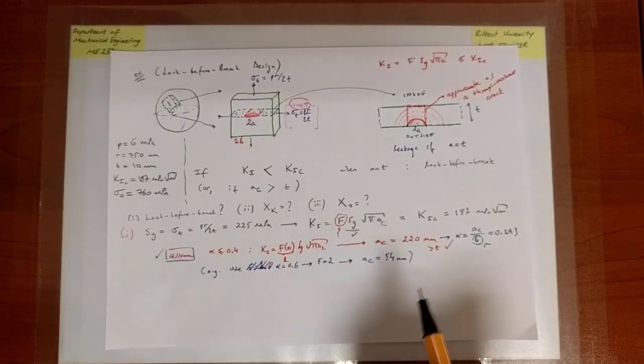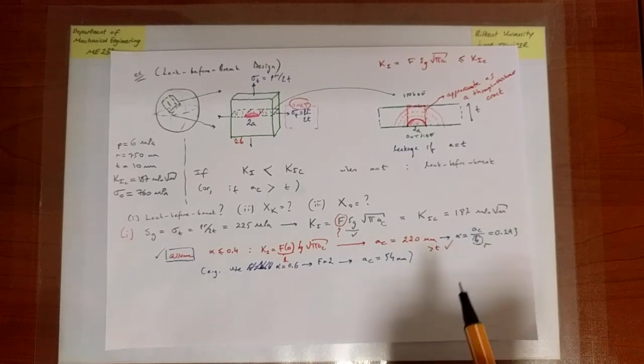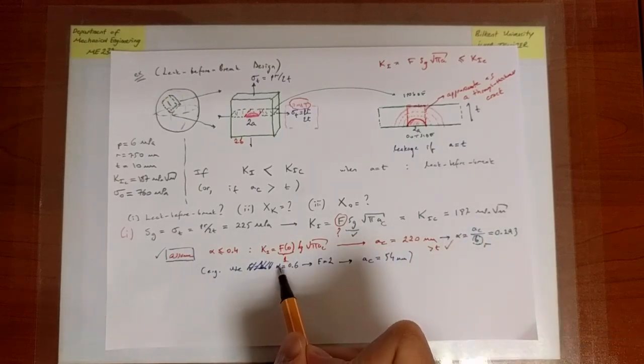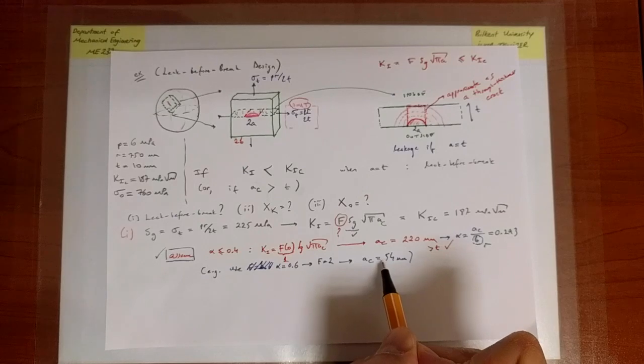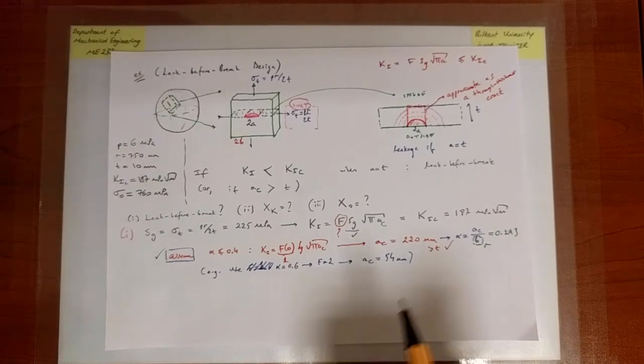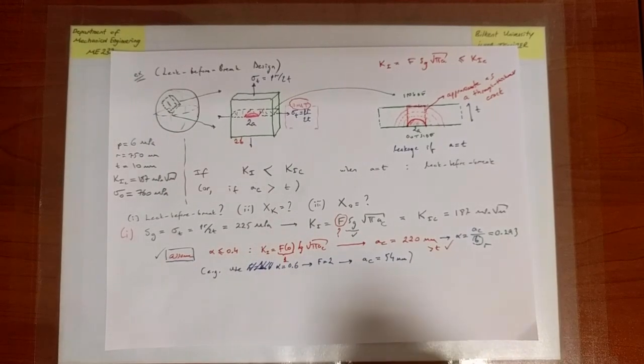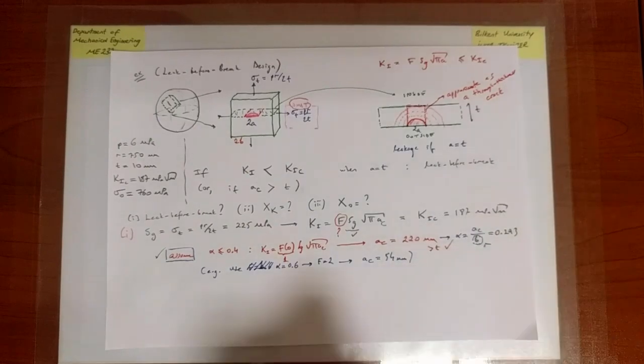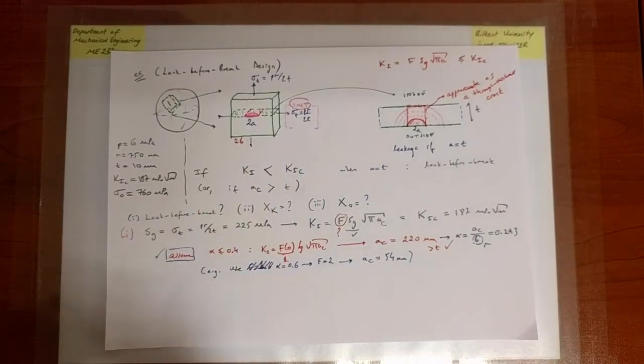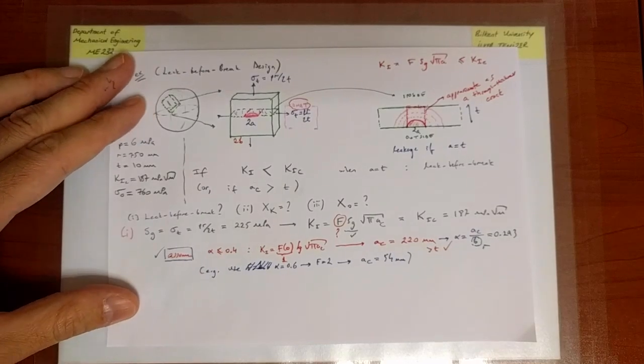Now, if you are not happy with this choice of R, you can choose a much harsher value of alpha. I chose it to be 0.6. In that case, you get AC equals 54. You still are significantly larger than the thickness. So probably what I'm doing is a reasonable assumption here for the purposes of back of the envelope calculation that we are doing in this example. Okay, so that was part A.